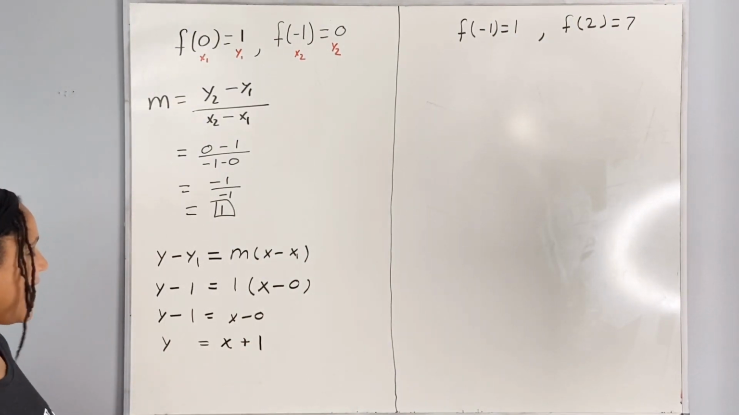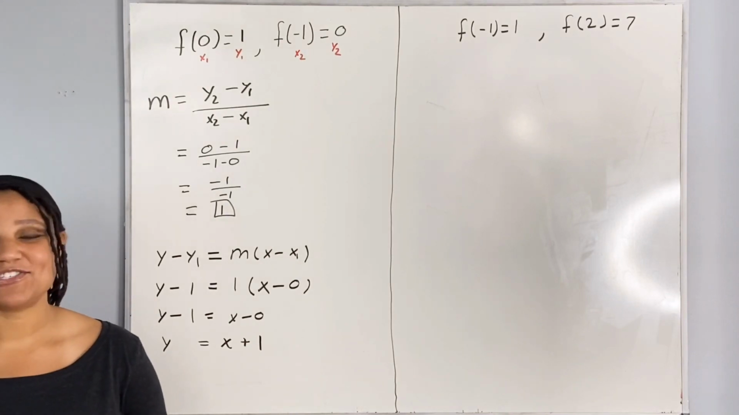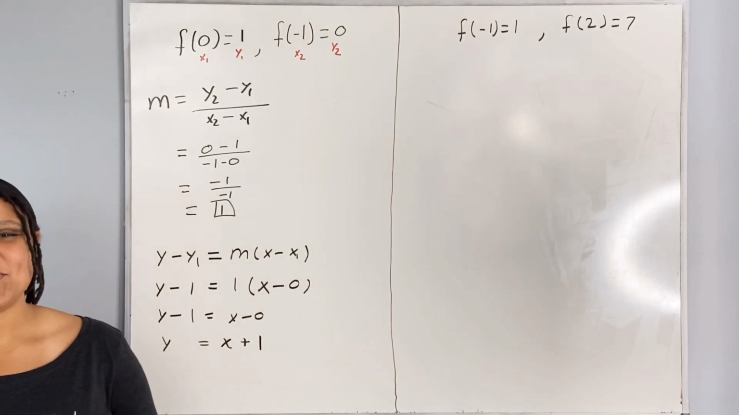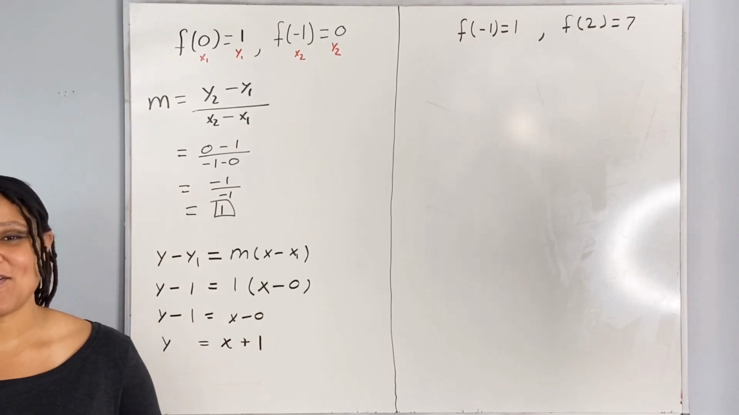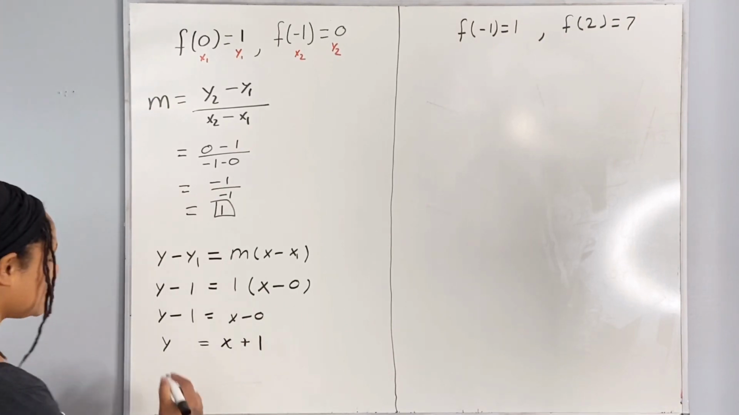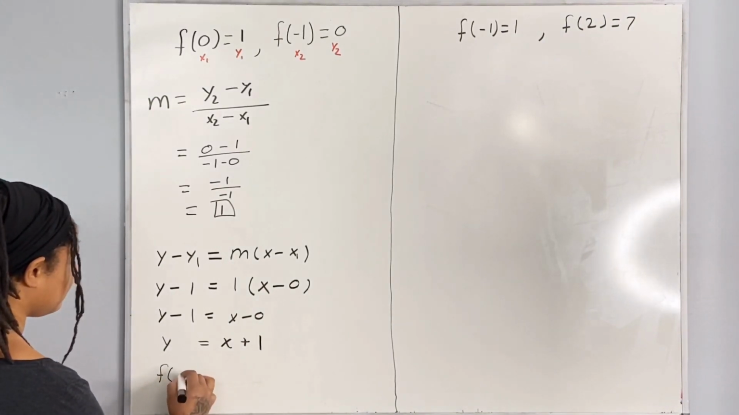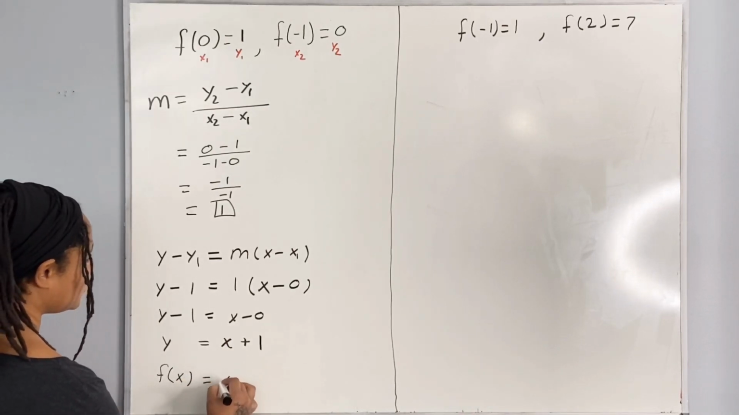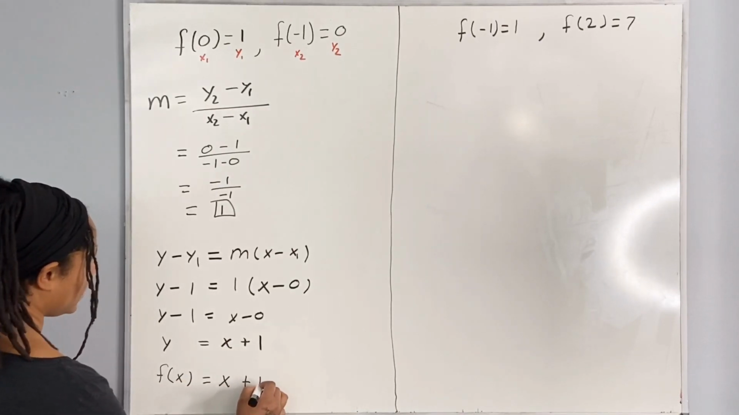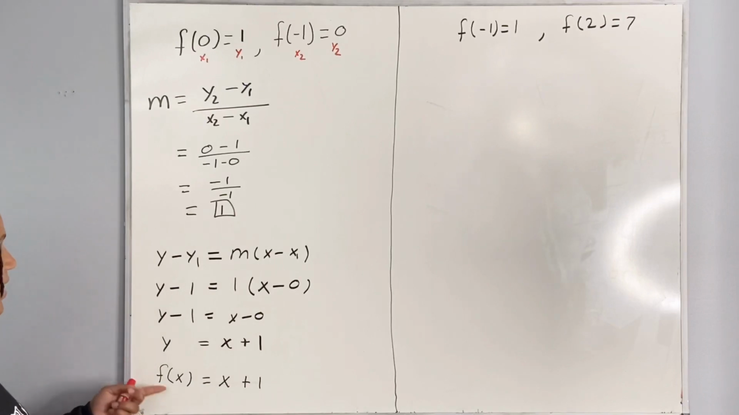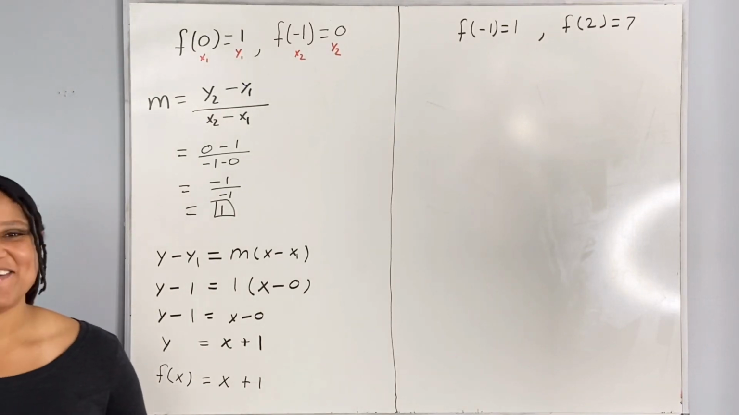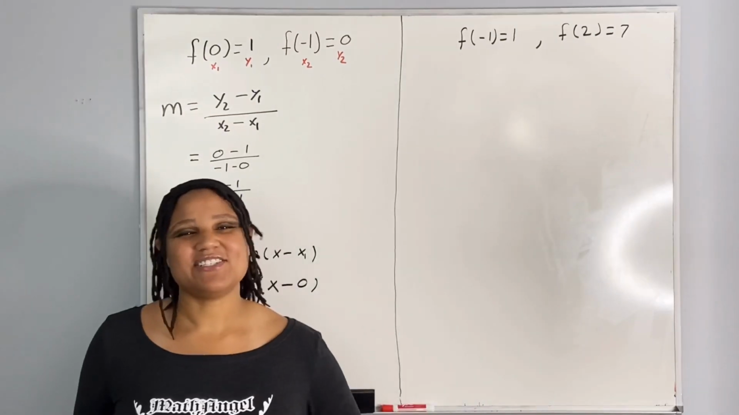So now we have it in slope intercept form, and we want to go ahead and create our function. So our function would just simply be f of x is equal to x plus 1. So we basically just replace y with f of x, and now we have a function. Let us look at our second problem.